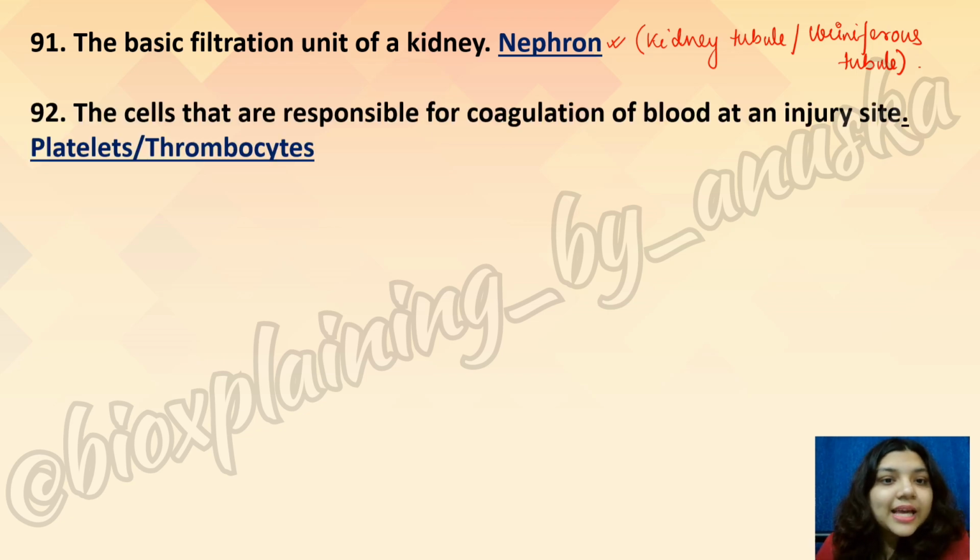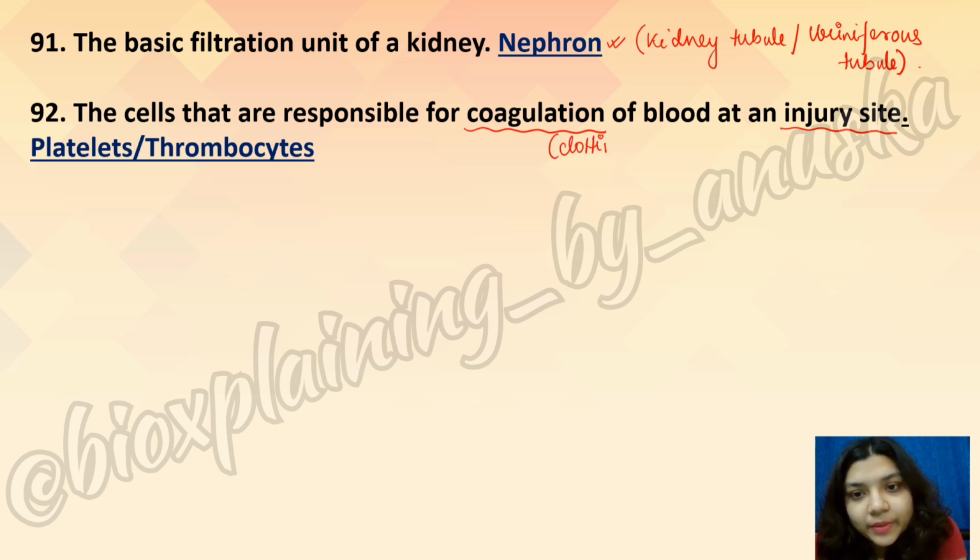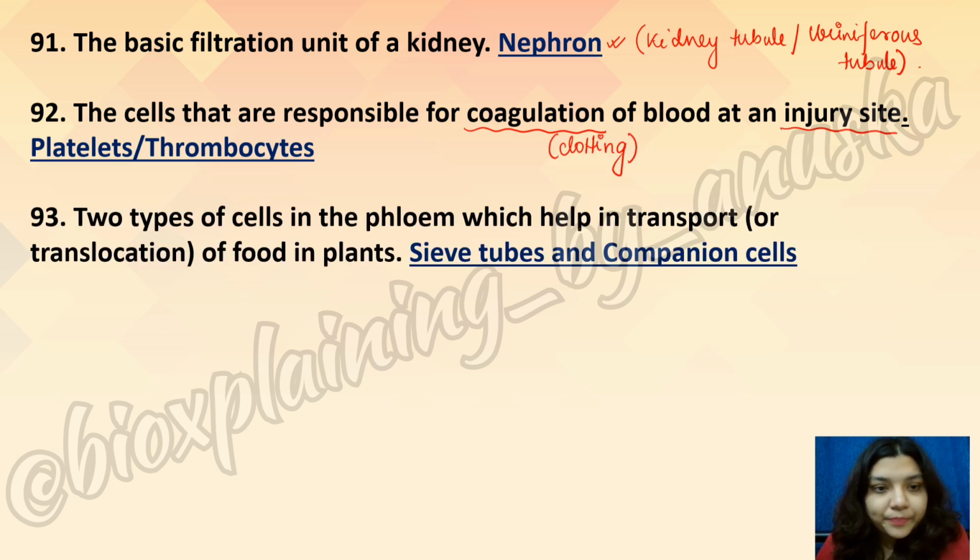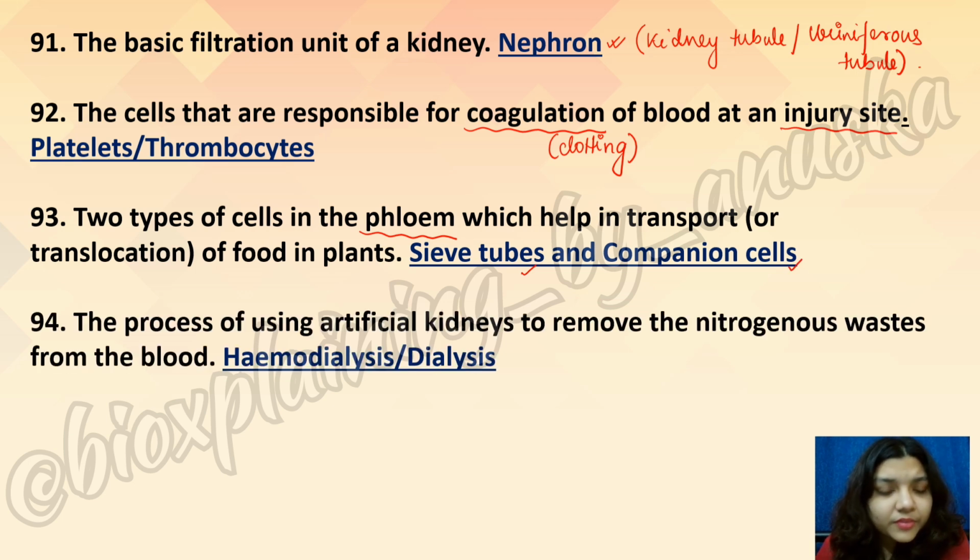Next, cells that are responsible for coagulation of blood at an injury site. These are platelets or thrombocytes. In simple words, you can say that they help in the clotting of blood. Two types of cells in the phloem that help in transport of food: sieve tubes and companion cells.